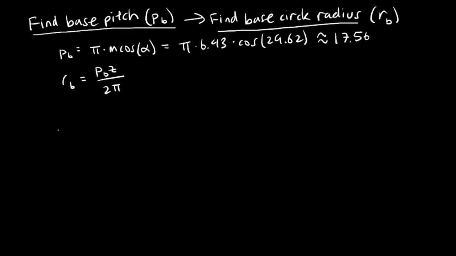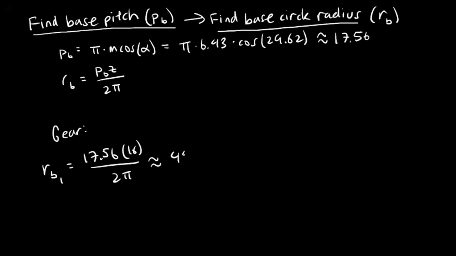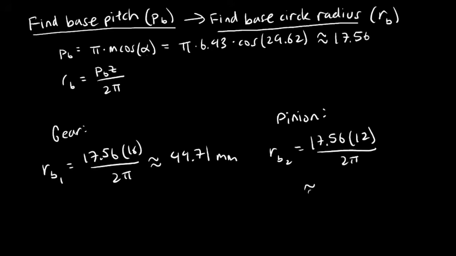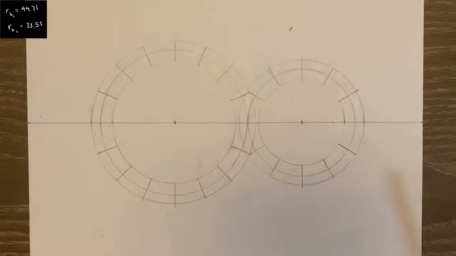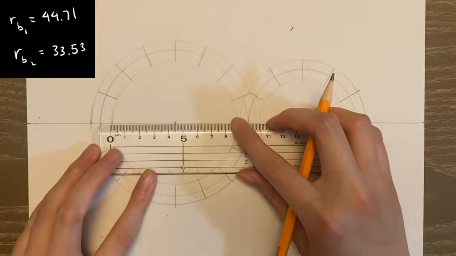Now we can use this formula to actually solve for the base circle radius of both of our gears. So for RB1, we're going to get something around 44.71 millimeters. And then for the pinion, RB2 is equal to something around 33.53 millimeters. Now we can draw in the base circles.